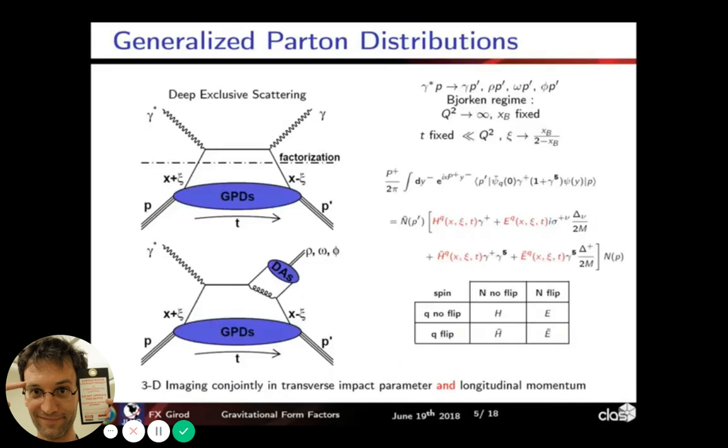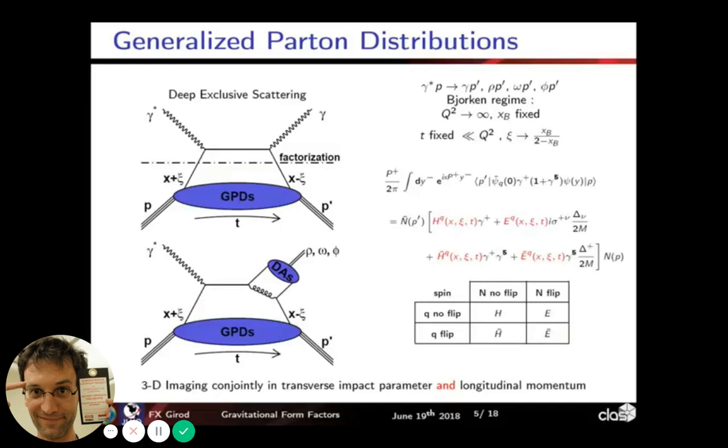And hence we arrive at the idea of generalized parton distribution. There's a photon in the initial state. There's a photon in the final state. And in the Bjorken regime, the process factorizes with those objects here, the generalized parton distributions, which are really Fourier transforms along the light cone of those bilocal operators here. Not in passing, we can replace here the photon with another vector boson, such as, for instance, a rho, an omega, or a phi.